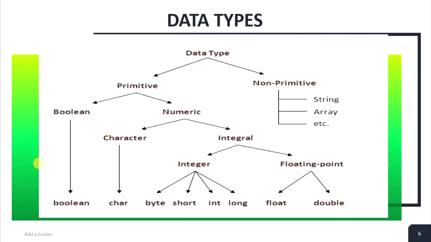So data types are basically divided into two parts. They are primitive and non-primitive. Primitive data types are further divided into 8 data types, which are boolean, character, byte, short, integer, long, float, and double. So we are going to use primitive data types for now.